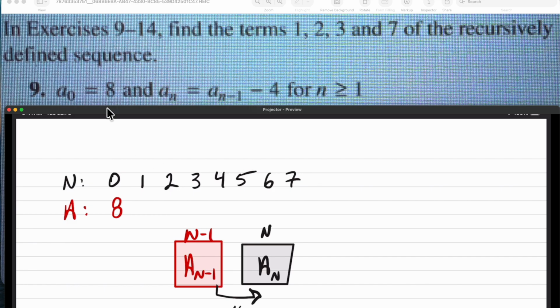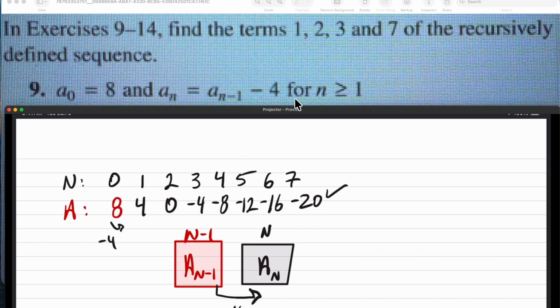So we start at a value of 8 at position 0. We are now going to subtract 4. So we're going to have 4, 0, minus 4, minus 8, minus 12, minus 16, and minus 20. Okay, so one of the things they wanted was the value of a sub 7, and we got that as negative 20.